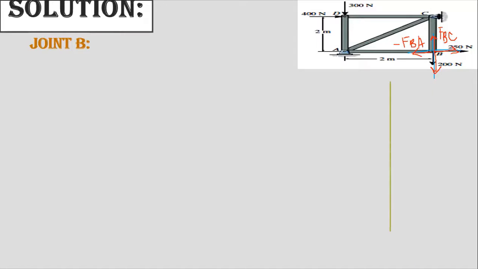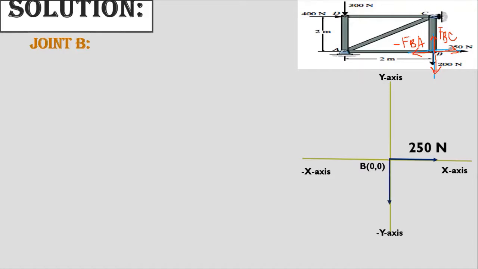So first we have to draw the axes. I am going to draw the free body diagram here. You can see positive x-axis, negative x-axis, positive y-axis, negative y-axis. Now we are going to draw forces over it, and you can see there is a 250 Newton force that is lying on the positive x-axis, and this is joint B obviously, and this center point must be 0, 0. There is another force that is acting downward on the negative y-axis, that is 200 Newton. So it is minus 200 Newton because it is lying on the negative y-axis.